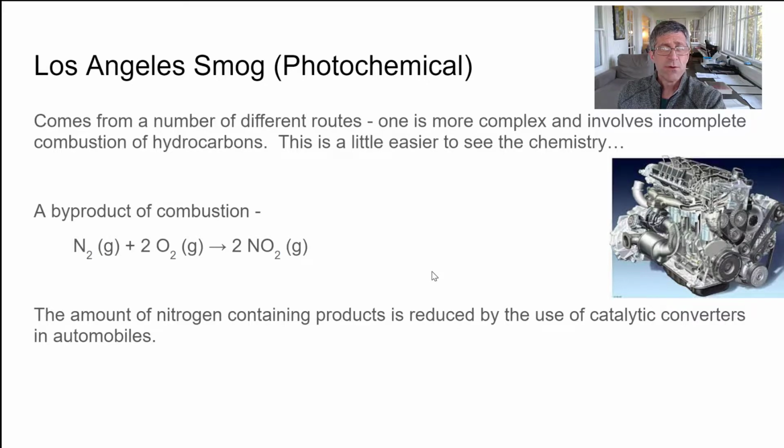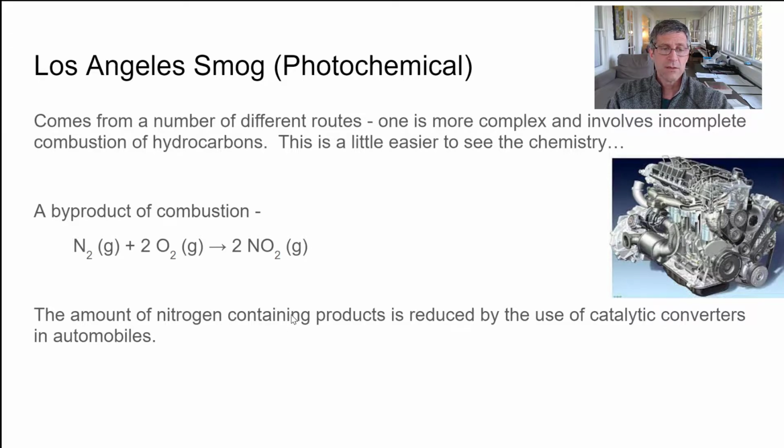The second type of smog is called photochemical smog. It comes from a couple of different routes. One of these is a little more complex than I want to go into, from incomplete combustion of hydrocarbons and carbon monoxide. But one path that's relatively straightforward to explain: one of the byproducts of combustion is that we burn stuff, but there's a lot of nitrogen there, right? Our atmosphere contains a lot of nitrogen. This nitrogen can combine with oxygen, essentially burn, and I generate these NO2 molecules, so nitrogen dioxide. This can be reduced, or I can essentially eliminate these NO2s by use of a catalytic converter.